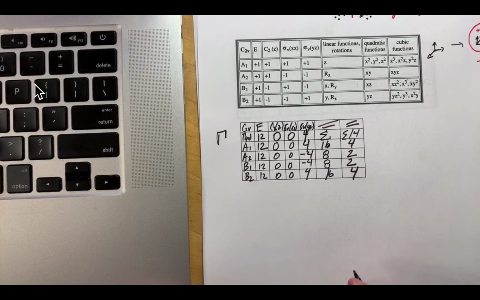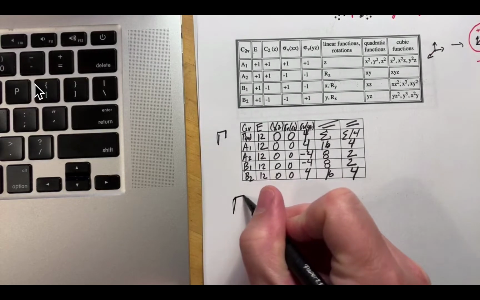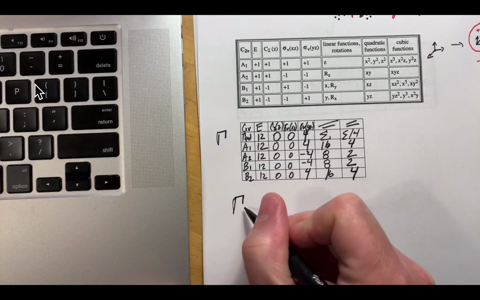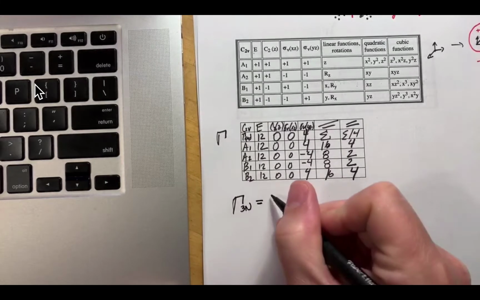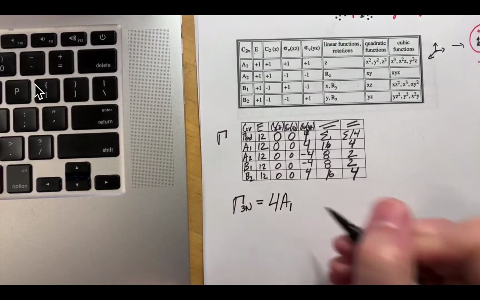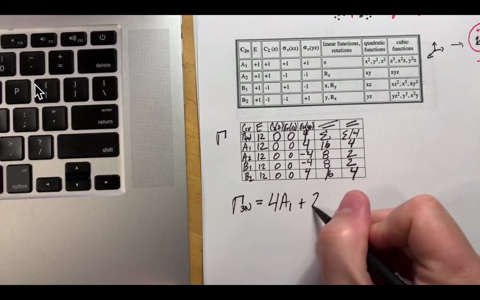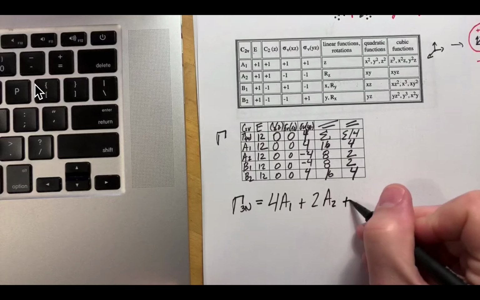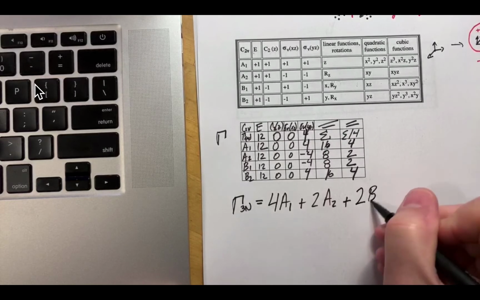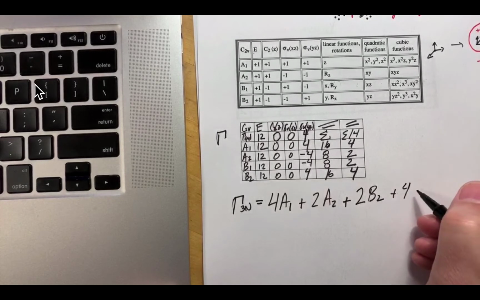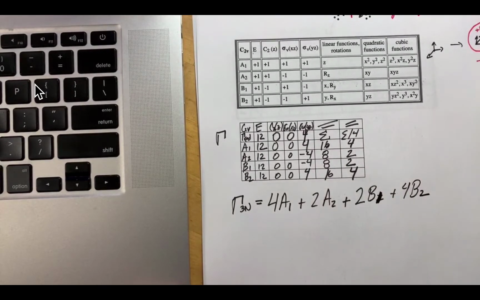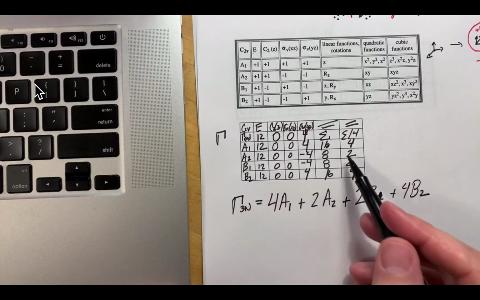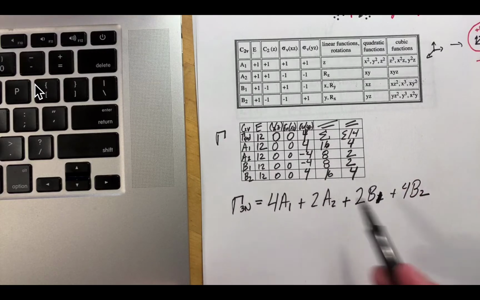All right, well, what have I done with all that work? I have my gamma, I'm going to call this now gamma 3n, which is 4 A1s plus 2 A2s plus 2 B1s plus 4 B2s. Okay, just went and wrote this. 4 times A1, 2 times A2, 2 times B1, 4 times B2.